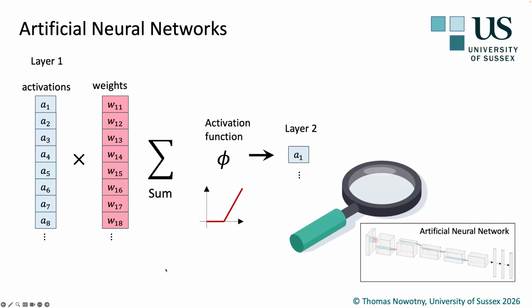Artificial neural networks work like this. They have activations of these units I was talking about, of the neurons. And you can think of this as just a big vector of numbers, A1, A2, and so on.